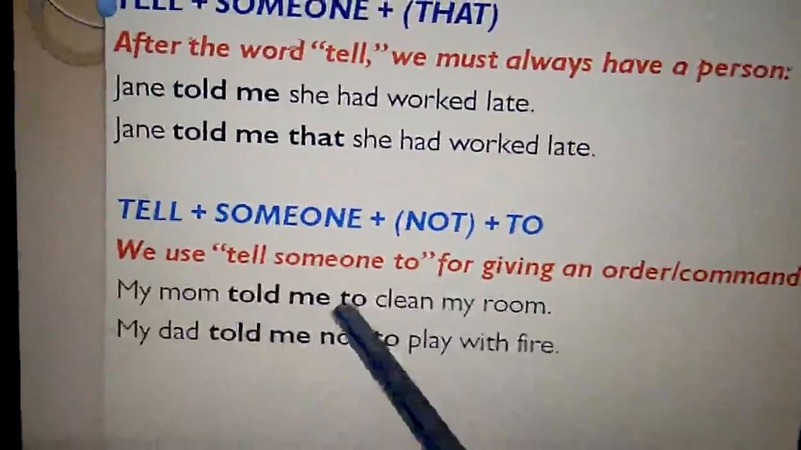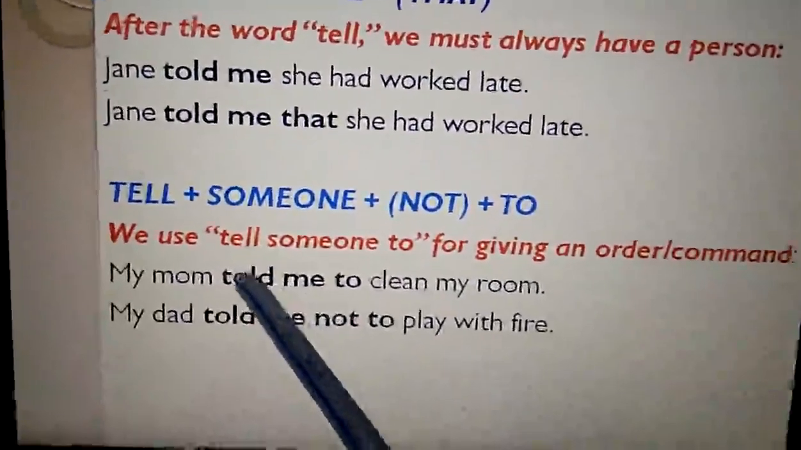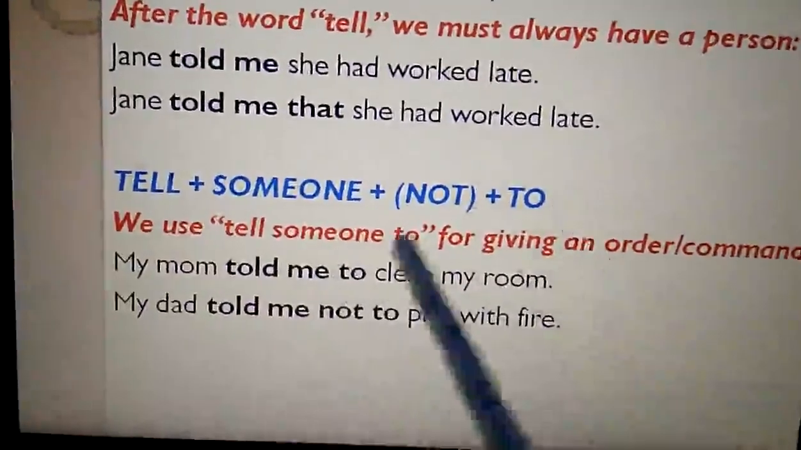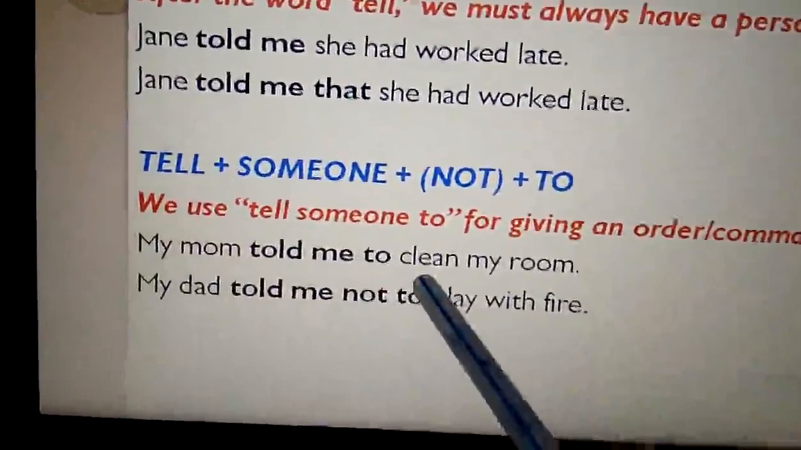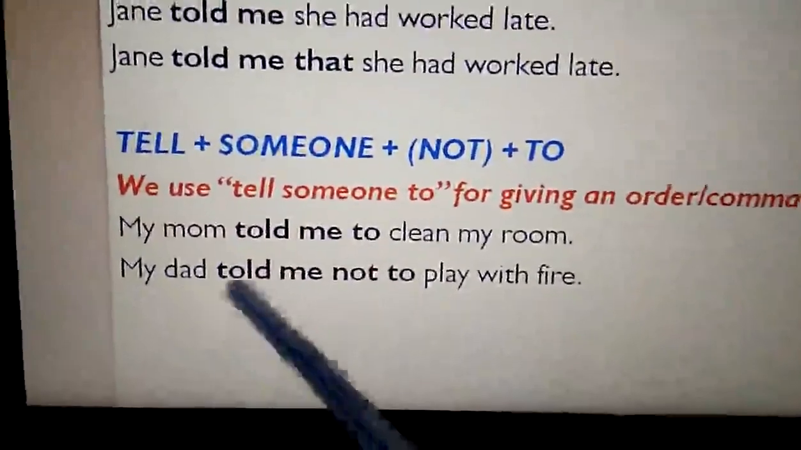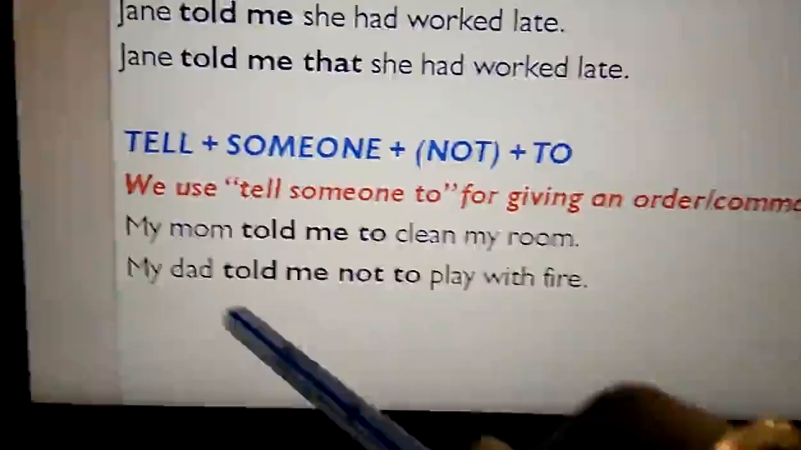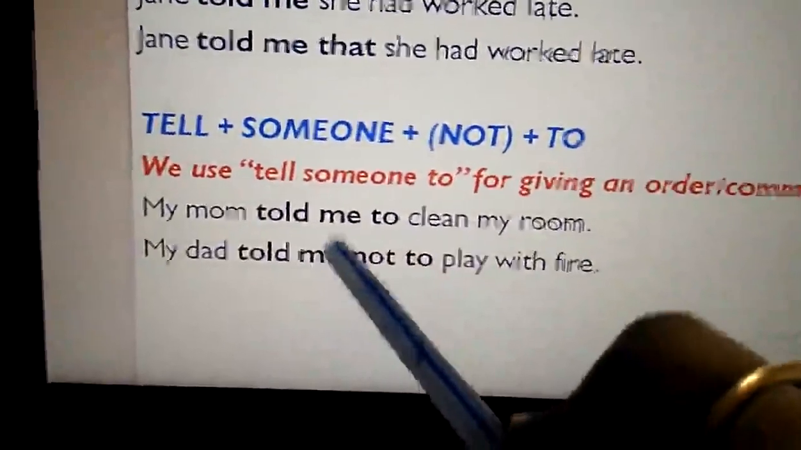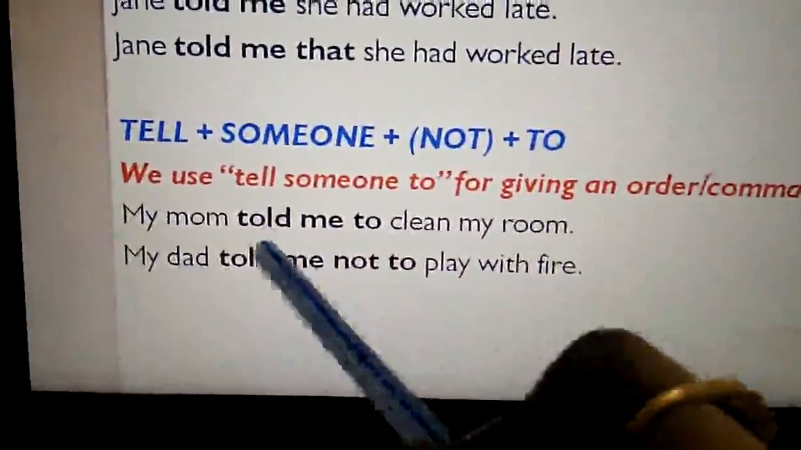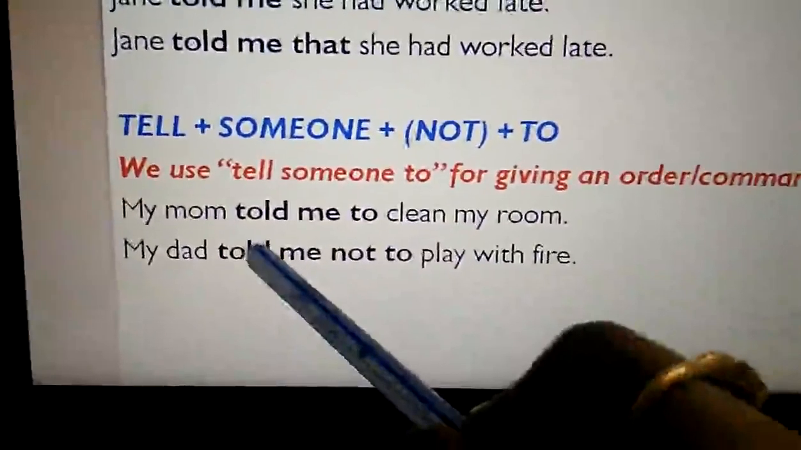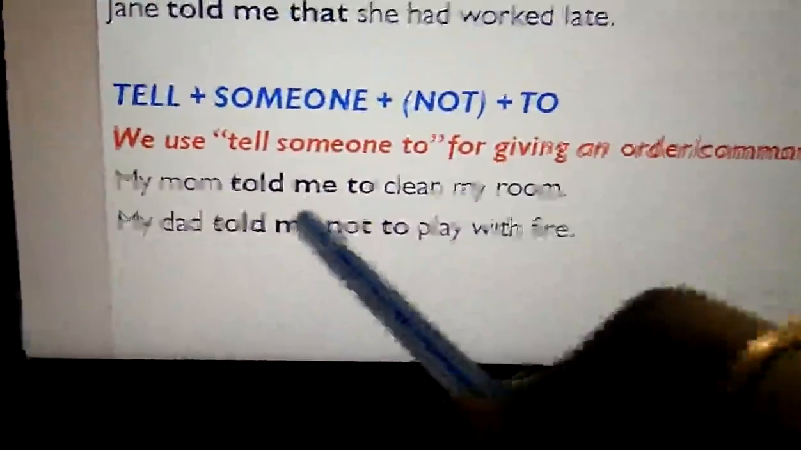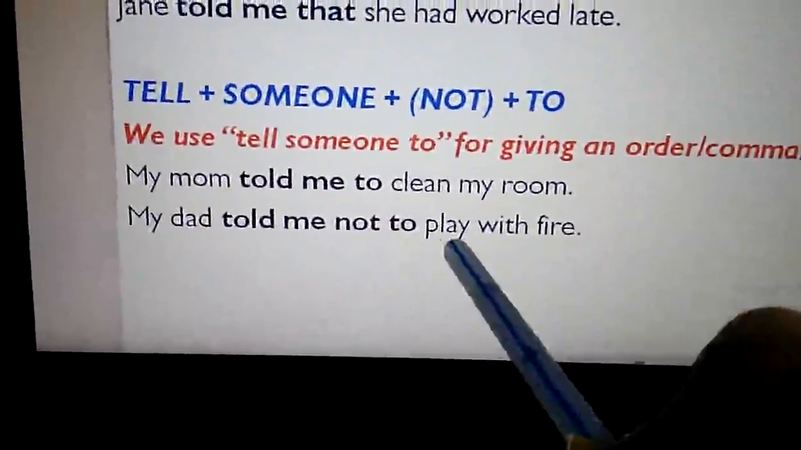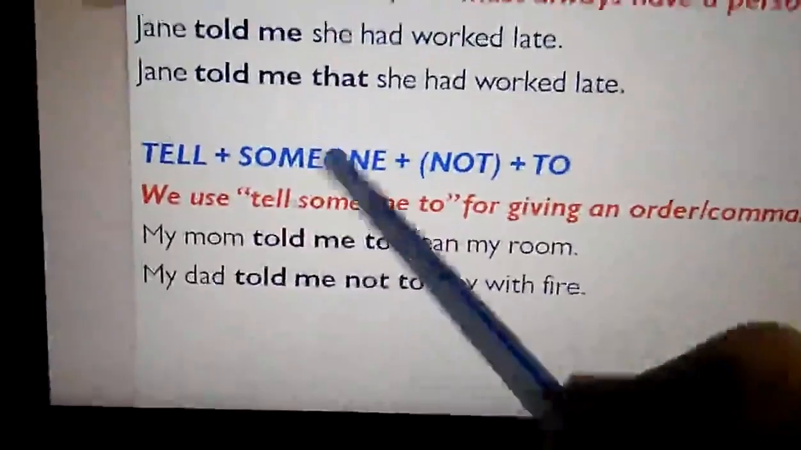So here the pattern is a reporting verb, immediately followed by someone plus to clean, that is the infinitive form of the verb, we have to use it. My dad told me not to play with fire. If it is a negative sentence, then where to add this not? Immediately after the person. My dad, then the reporting verb told, and then it is followed by a person, then the negative form, and then the infinitive verb. So this is the pattern that we have to follow.